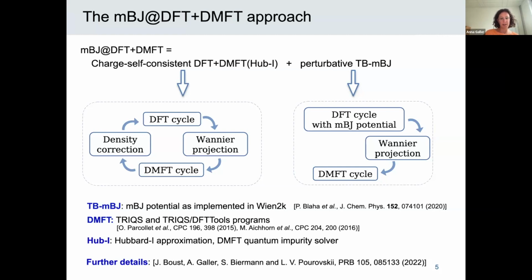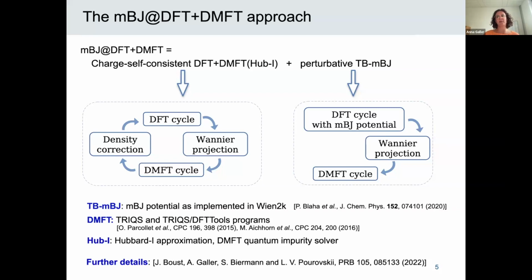And also important to mention, in order to solve the DMFT impurity problem, I use a Hubbard-1 approximation, Hubbard-1 solver. And then once this charge self-consistent computation is converged, I run a DFT cycle with this MBJ potential. And then on top, I do another DMFT cycle on top of this MBJ corrected Kohn-Sham bands. So I use this MBJ potential only perturbatively.